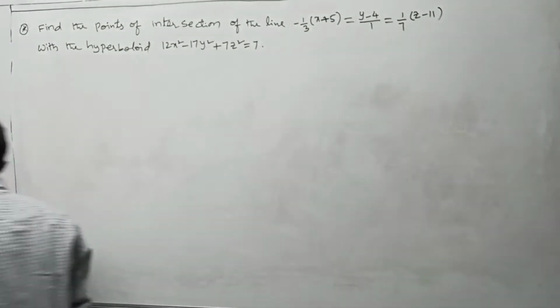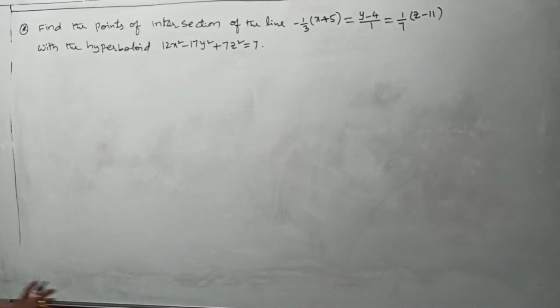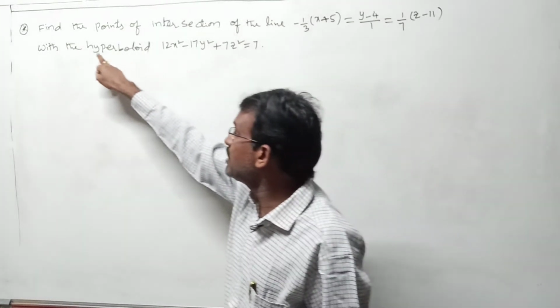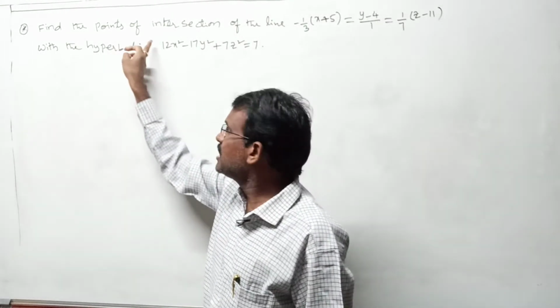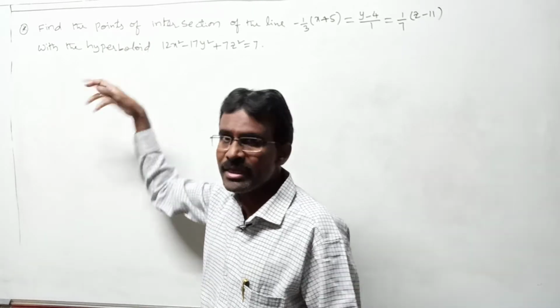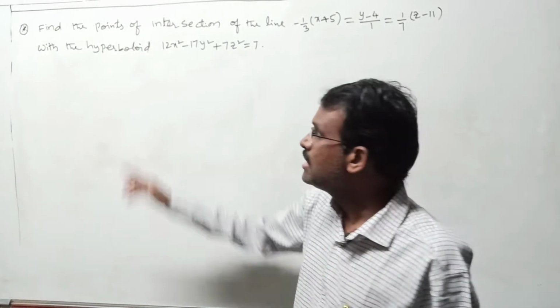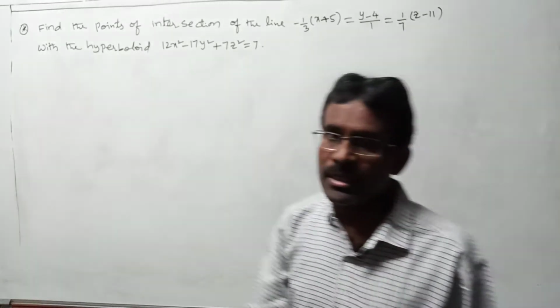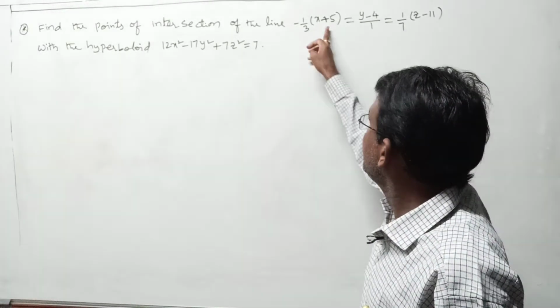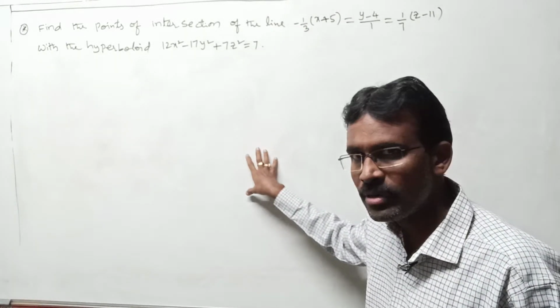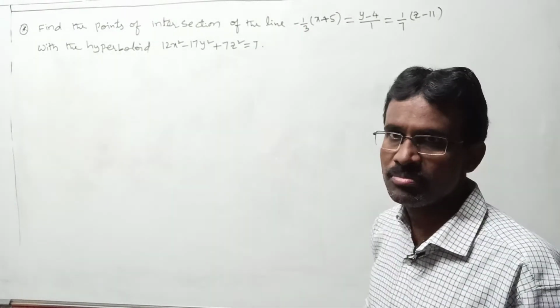This is your question. In this question, what do they want? This is your line and this is the conicoid. Here they are giving the name hyperboloid. Instead of hyperboloid they may give conicoid also, no problem at all, because hyperboloid is also one of the conicoids, right? If this line is intersecting with this hyperboloid, what are the intersecting points? That is your above question, right?